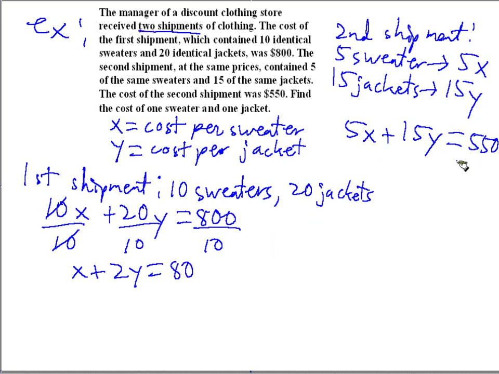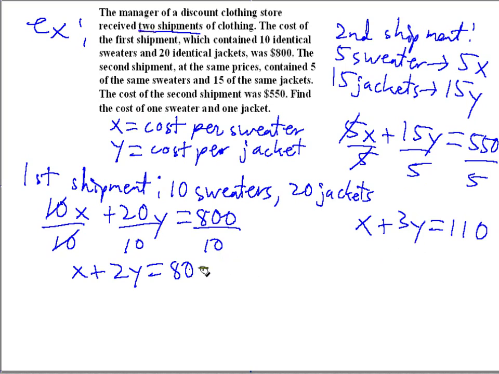Likewise here, dividing by 5, right? Everything is divisible by 5. So make sure we see that. 5's drop off, I get x plus 3y equal to, 15 over 5 is 3, and 550 divided by 5 is 110. All right? Not too bad.